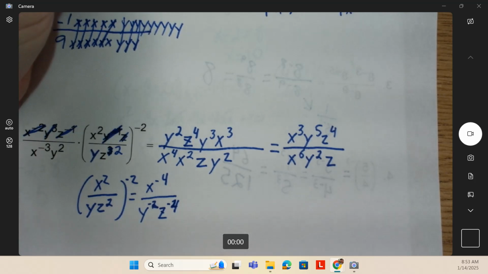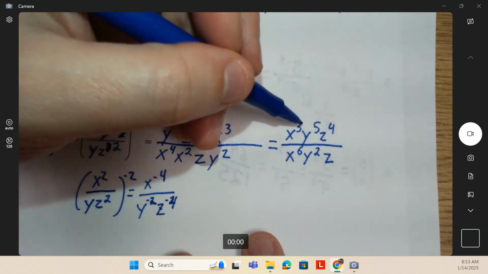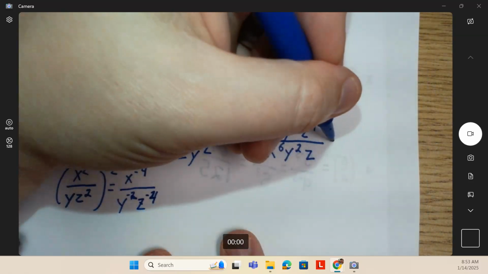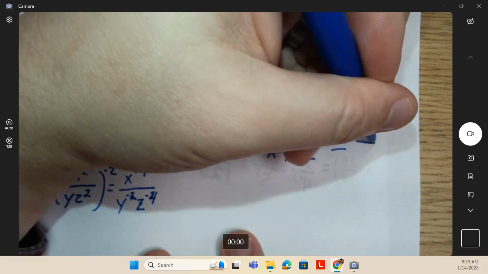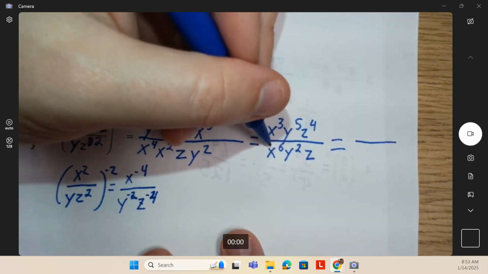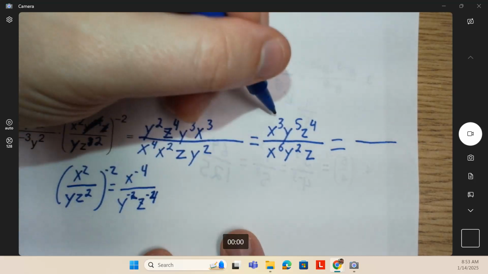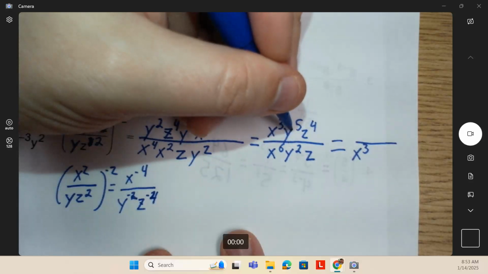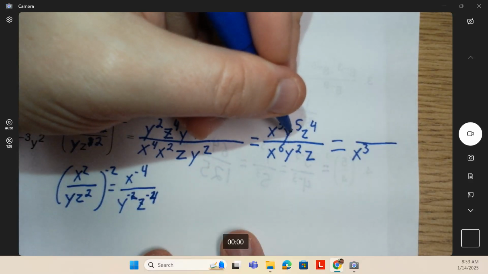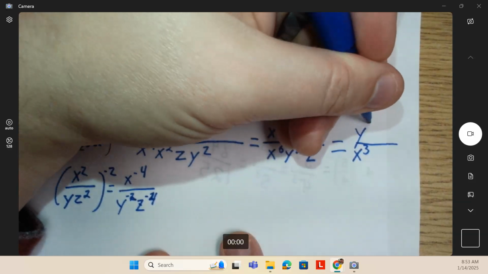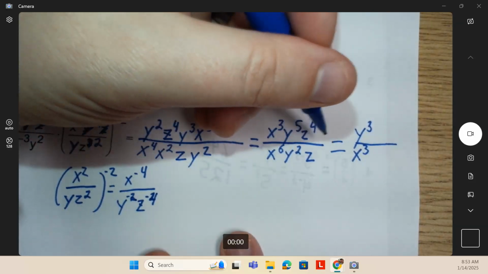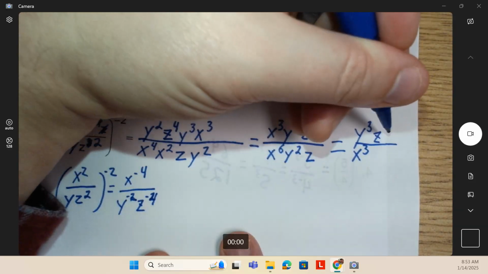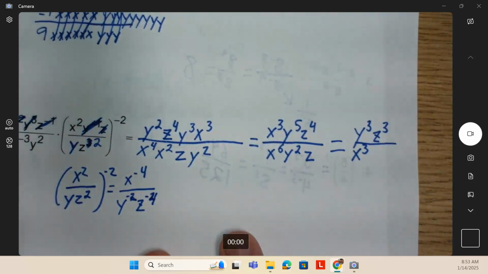Okay, now that I've got it organized, I can see that I have a 3 and a 6 for the x. So my x value would leave me with 6, 5, 4, 3 on the bottom. My y value would be y to the third up top. And z would be 4 minus 1. So z to the third on top.